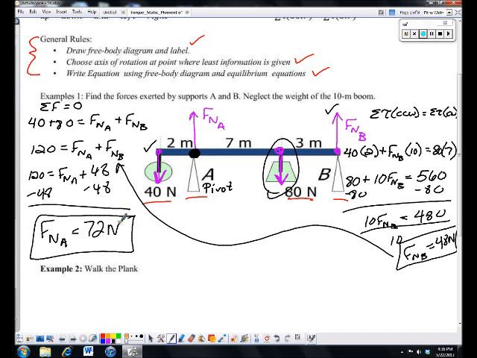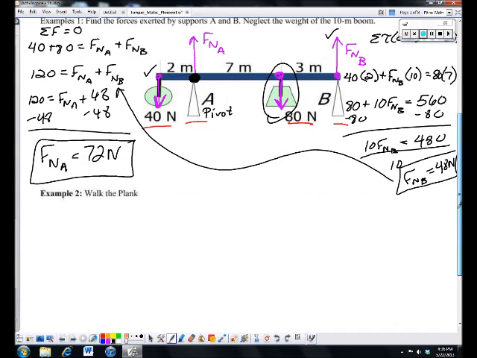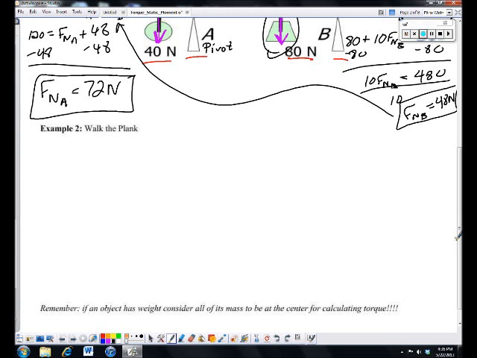There you go. So let's do a walk the plank example real quick. My walk the plank example is very, very simple. Let's imagine I have a plank, and I'm going to tell you that plank is 10 meters long. I'm going to tell you that plank has a total mass of 100 kilograms. Oh, I'm not neglecting the mass now. So I've got two pivot points again, A and B, and I have my plank stretched across the top.